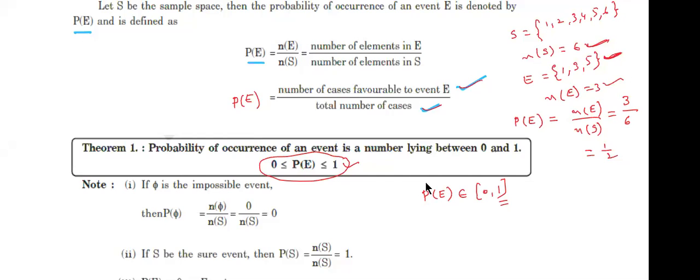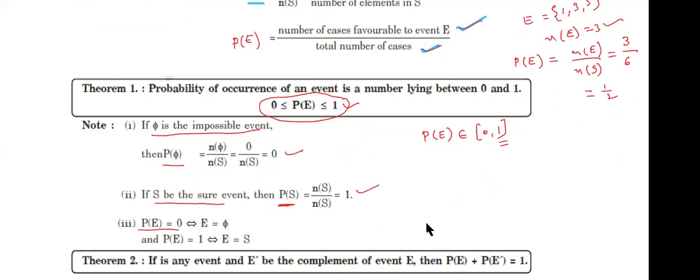And here, phi is the impossible event. Then what is the probability of phi? 0. Impossible event, you know very well. If a die is rolled, getting the number 8 is an impossible event. There the probability is 0. P of phi is equal to 0, where phi is the impossible event. Next, second point: S is a sure event. Then P of S means N of S by N of S, and that probability should be 1. If P of E is equal to 0, then E is the null set. If P of E is equal to 1, then E is equal to S. Finally, the probability of the null set is 0, and the probability of S is 1.